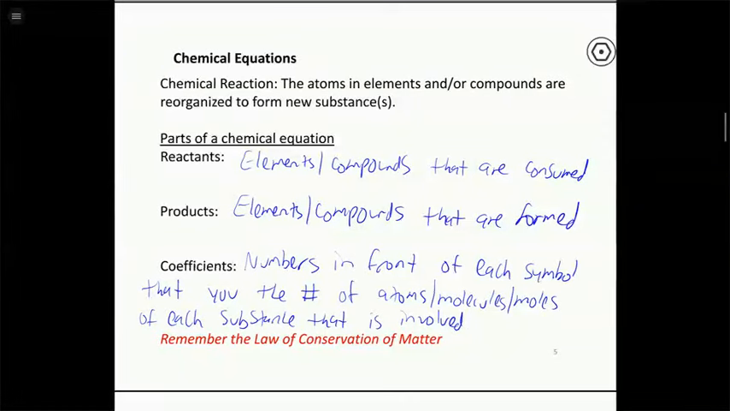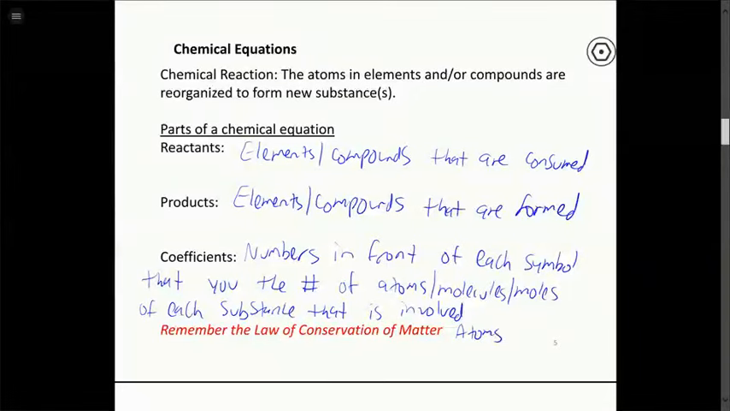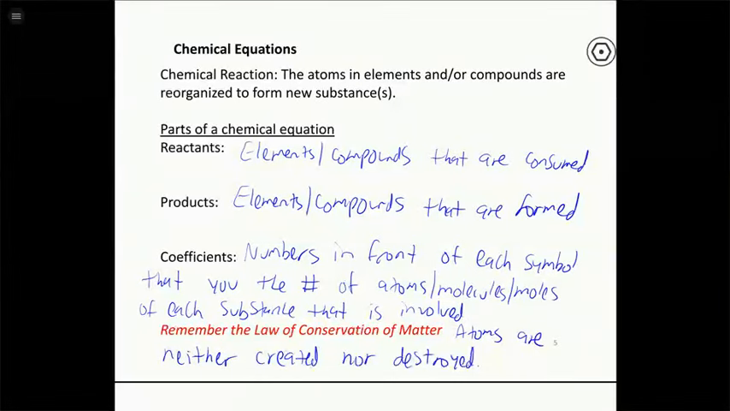And the reason we have to have these in the way that we are going to know which coefficients to put is that we have to follow the law of conservation of matter, or conservation of mass, which is that atoms are neither created or destroyed. So if we have so many of one type of atom that's in our reactants, so many moles of that atom, we have to then have that many on the product side as well. So there has to be that balance between the reactants and products. Everything we put into the reaction comes out on the other side as products, just in a different form. But we're not creating or destroying any atoms during that process.